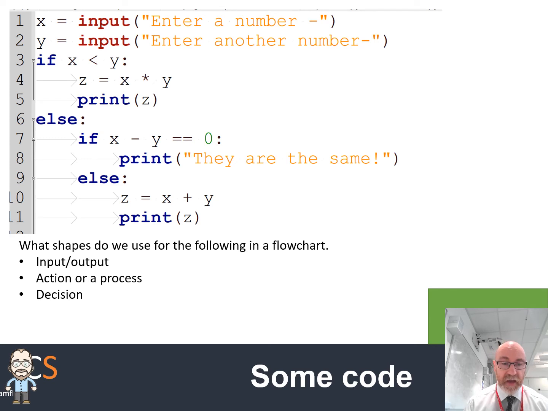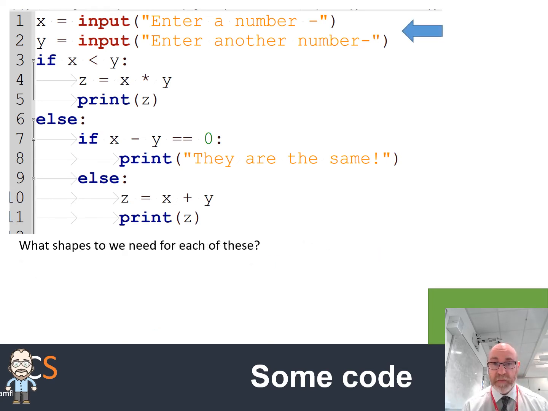So we have different shapes for flowcharts. Remember, for inputs and outputs, we have a parallelogram, which looks like this. For an action or process, you use a rectangle, and for decisions, we use a diamond. So we're going to be using those shapes. What you then have to do is, looking at each line of code, ask what shape do I use? That is the skill, that's the technique you need.